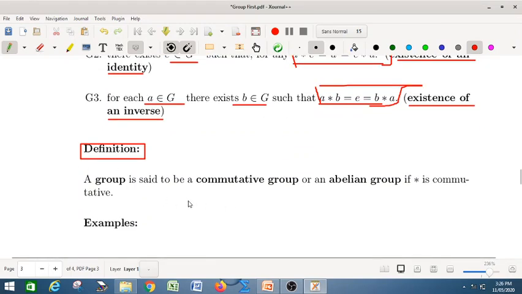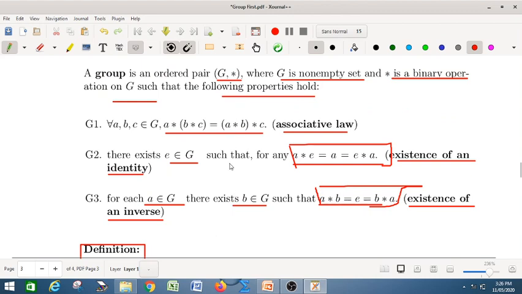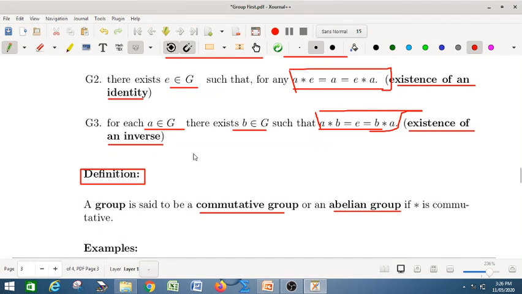Another definition I want to mention: a group is called a commutative group or an abelian group if star is commutative. Abelian group is named after a famous mathematician from Norway, Abel. So this is called a commutative or abelian group if star is commutative, because there is no commutative property required. If star is associative and the existence of identity and existence of inverse hold, these three properties, then we say that G comma star is a group, otherwise not.